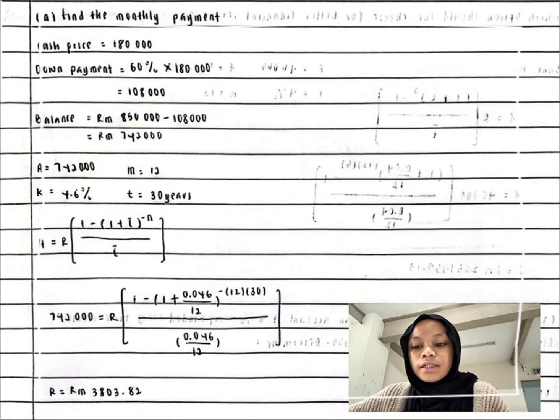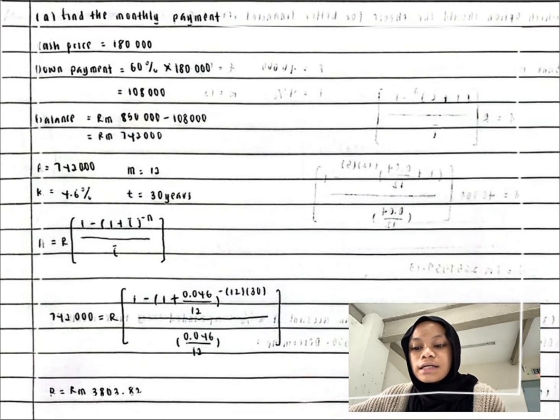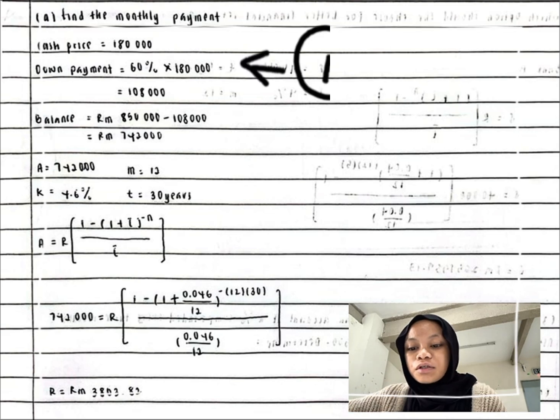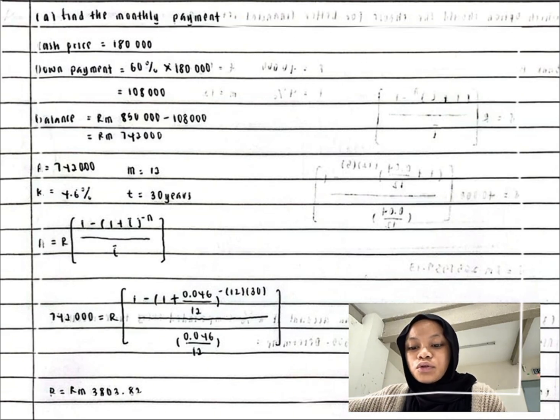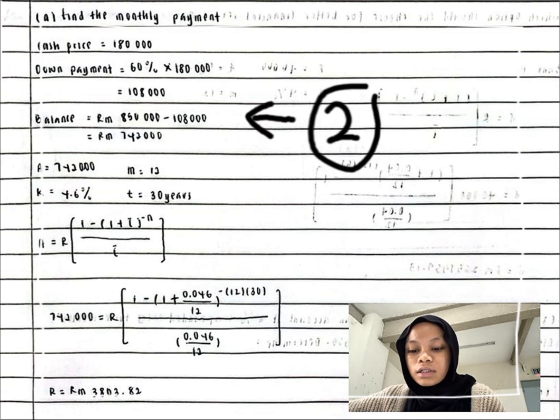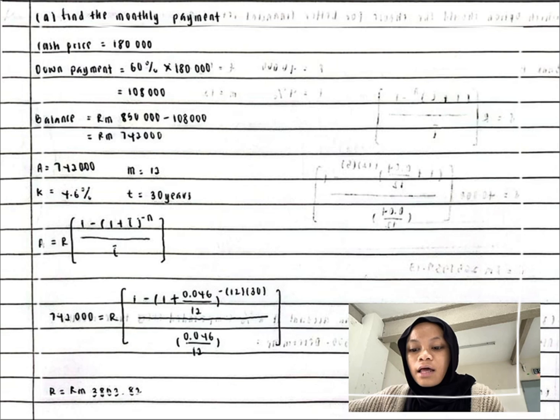So to solve this question, we need to calculate the down payment first. 60% times 1,080 ringgit equals 1,008. The remaining amount financed through the housing loan is 850,000 minus 108,000 equals 742,000. The loan is for 30 years at an interest rate of 4.6% per annum, compounded monthly.